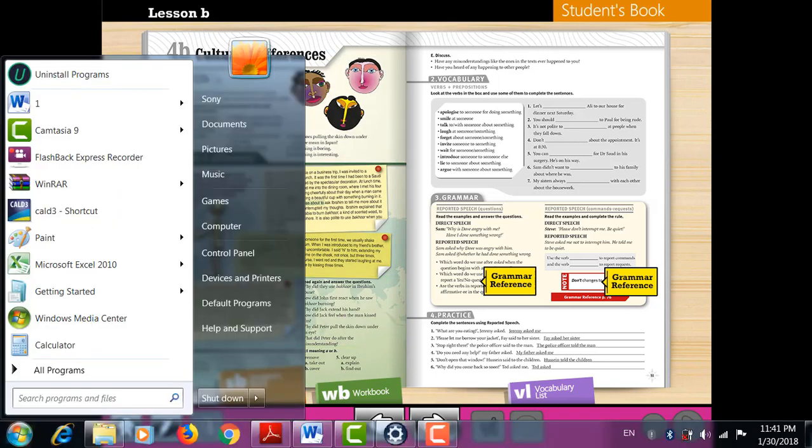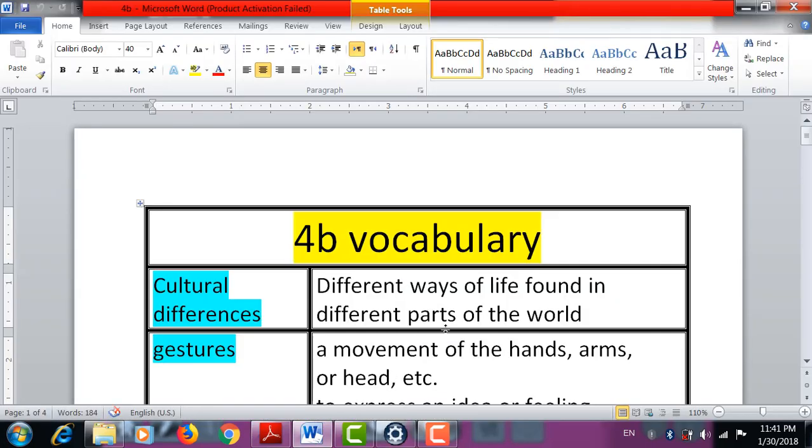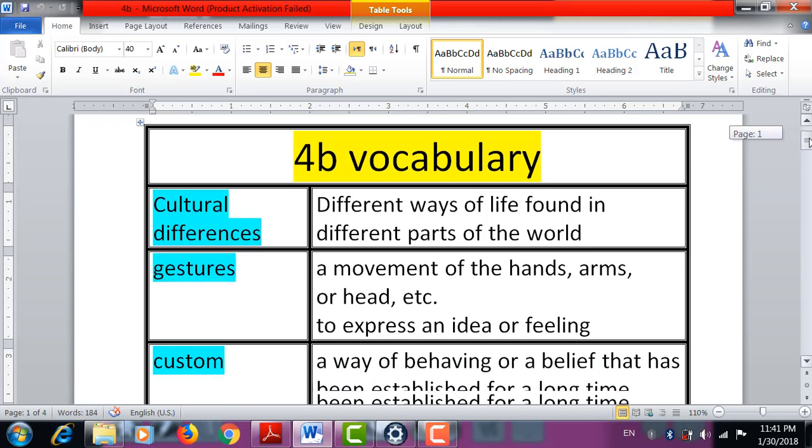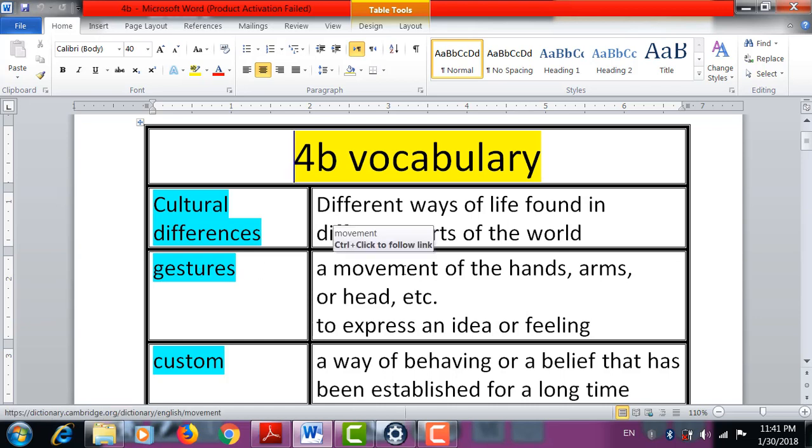First of all, we have the new vocab of our lesson. Let's have a look. The first expression is cultural differences. It means different ways of life found in different parts of the world, right? We have here as well gesture. Gesture means a movement of the hand, of the arm, of the head, to express an idea or feeling.